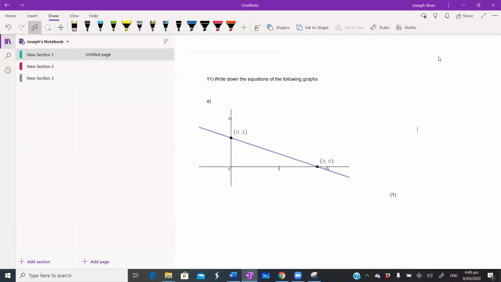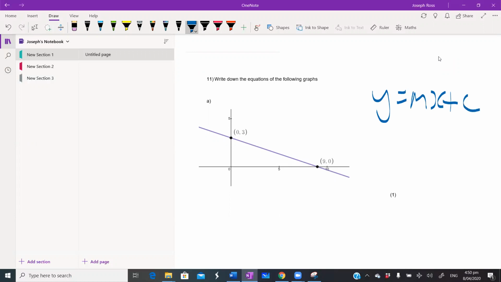Okay, question 11, the last question, and we have graphing here. So write down the equations of the following graph. So question A, what you see on the screen there is a straight line with a y-intercept of 3 and an x-intercept of 9. So since it's a straight line, it has the equation y equals mx plus c.